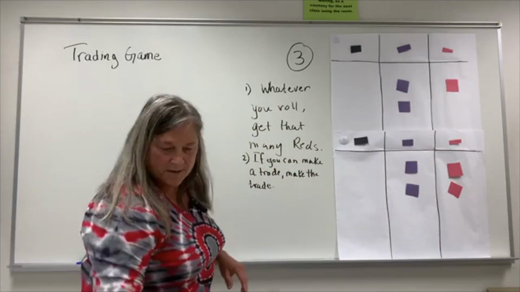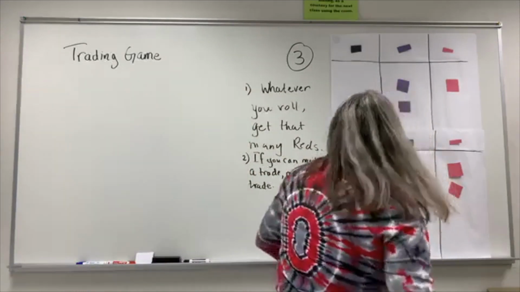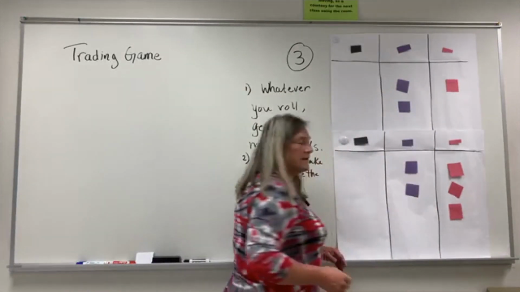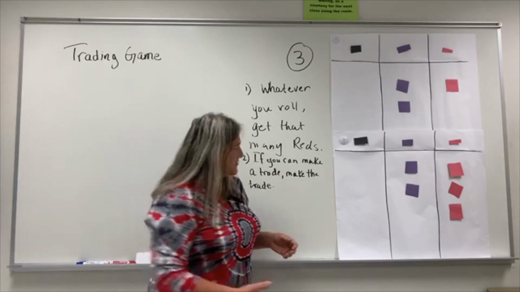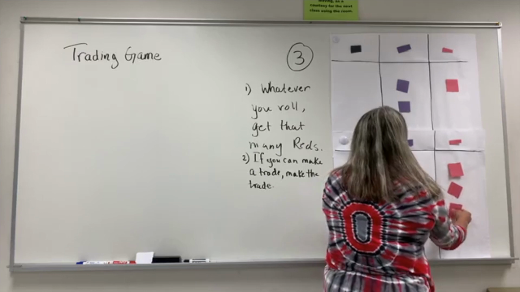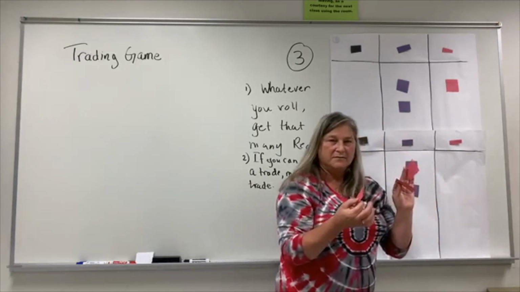Okay, so now it's this person's turn, and they got a 1. What does that mean? I put 1 red on there. Can I make a trade? Yes, I can make a trade. I can take these 3 and trade them in for a purple.